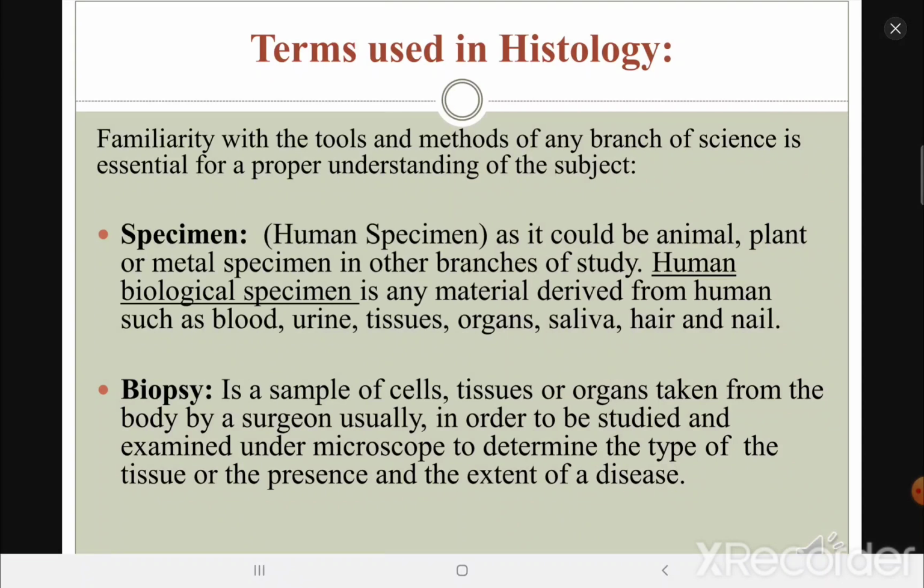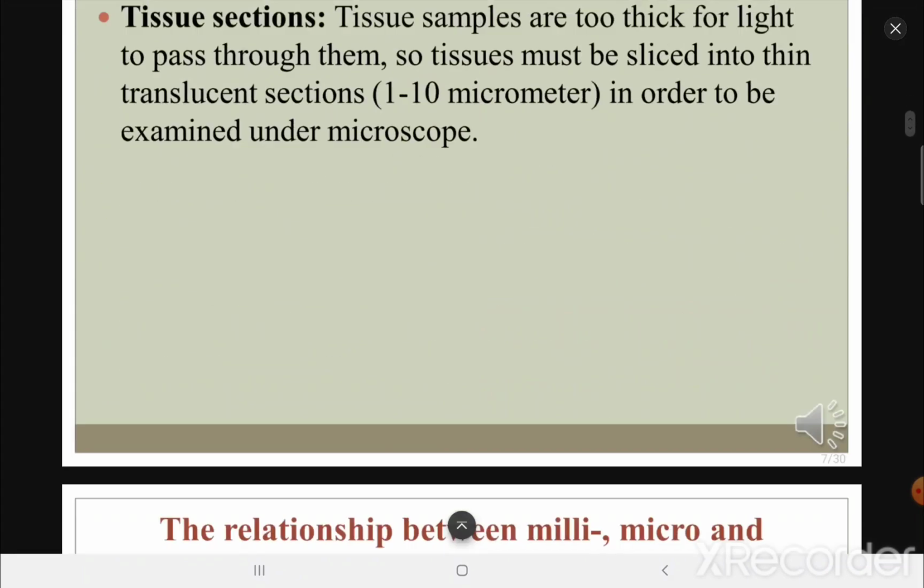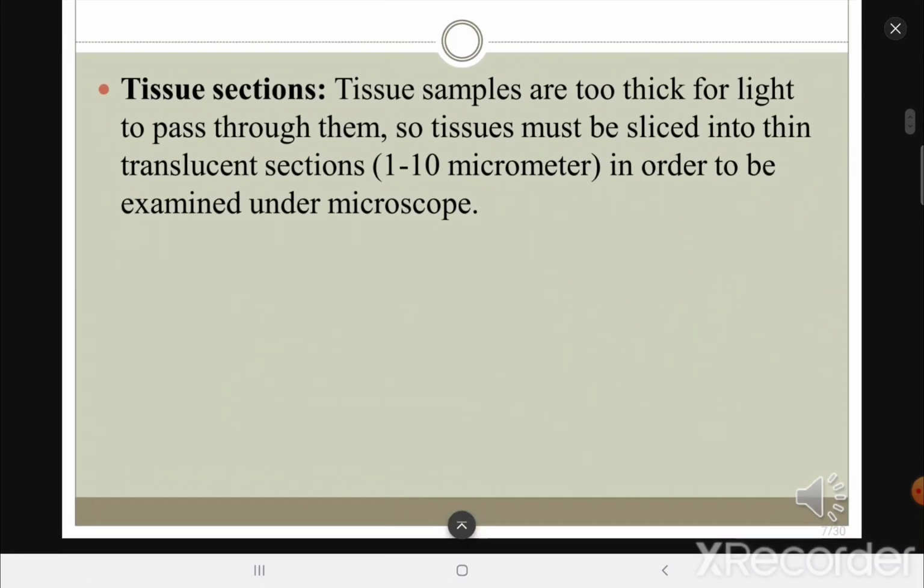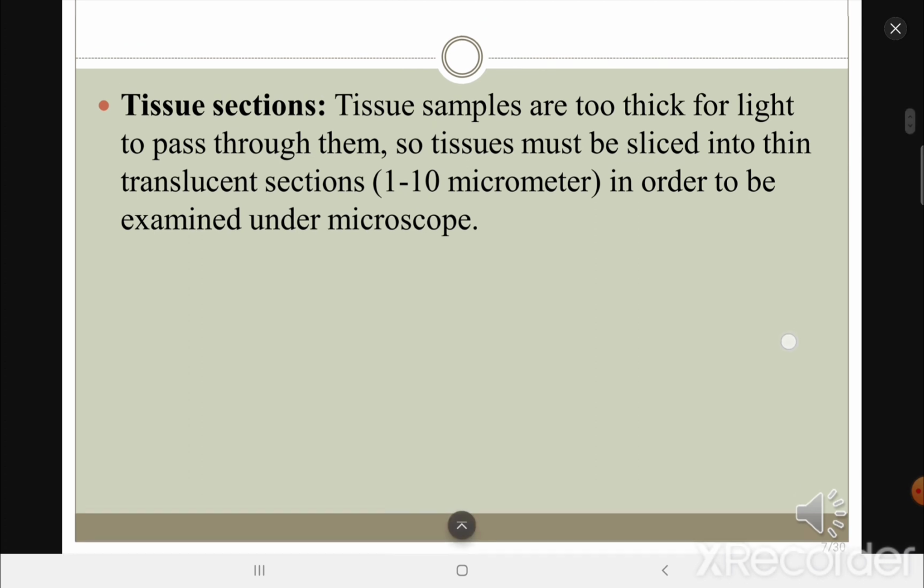The third one is the tissue sections. So what is the meaning of tissue sections? Tissue samples, when taken from the body, or tissue biopsies, for example, are too thick for the light to pass through them. So these biopsies have to be sectioned into thin sections of about 1 to 10 micrometer thickness. This allows the light beam from the light microscope, or any type of microscope, to pass through them. It facilitates the passage of the light beam through these tissues to be visualized and examined under the microscope.